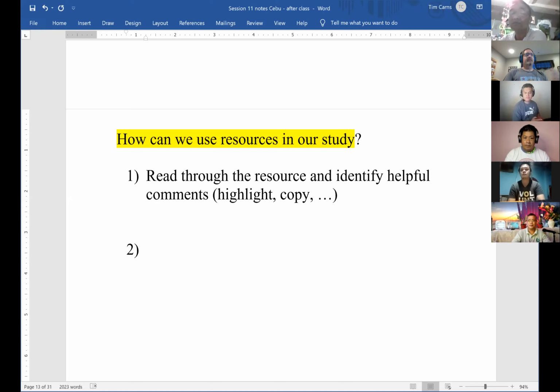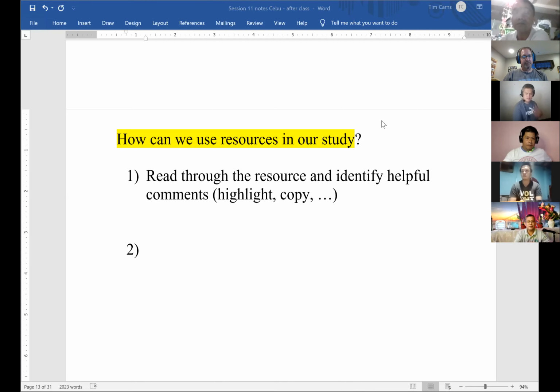So the first step is I take the resource and I read through it, and as I'm reading through it, because of my familiarity with the passage, things will stick out to me more quickly. And then, if I have it in paper form, I'll make notes on the paper, or if I have it in electronic form, I'll either highlight it or cut and paste any comments that I find to be helpful or useful. So that's the first step.